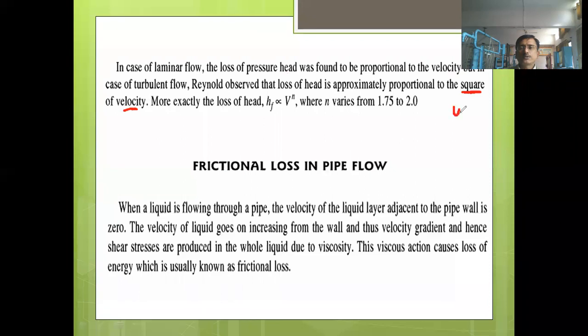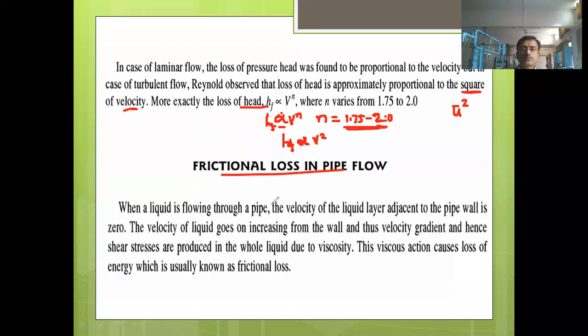So velocity to the power square, more exactly the loss of head hf is directly proportional to v to the power n, where the power n is equal to 1.75 to 2.0. So this varies between these values of n. Generally it is taken as square. So the head loss varies proportional to the power of 2. Okay, head loss is directly proportional to V square.